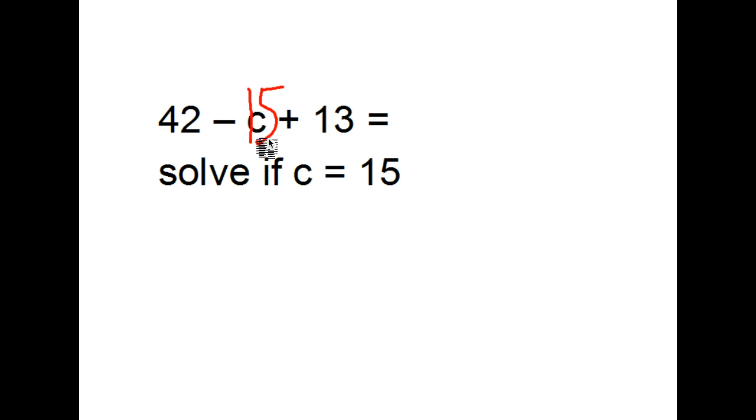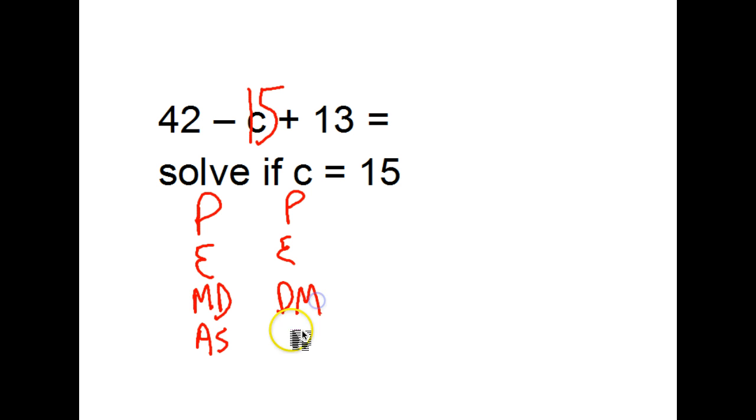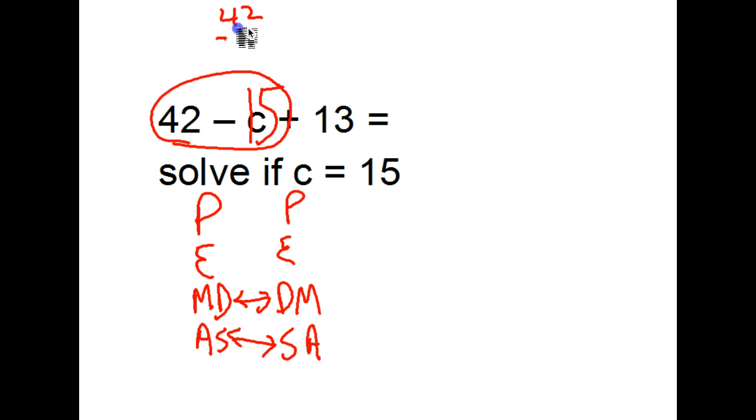Next thing I need to do is decide what I do first. Remember our tower of power, please excuse my dear Aunt Sally, or please excuse Dad's messy sister Alice. Remember, multiplying and dividing are equal power, so whichever one's first comes first. Adding and subtracting are also equal and opposite power, so whichever one's first in the line comes first. So I've got subtracting and adding. I'm going to do the subtracting part first, 42 minus 15.